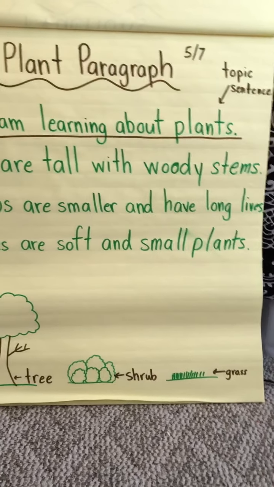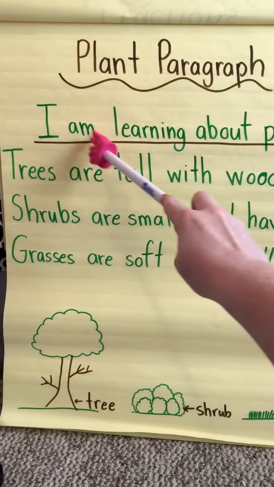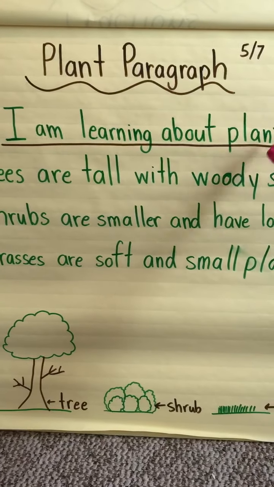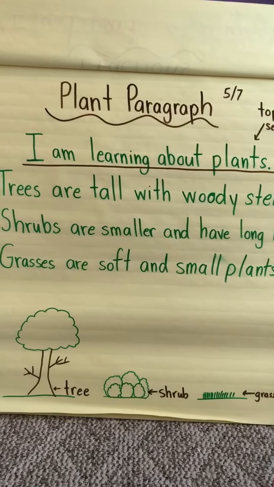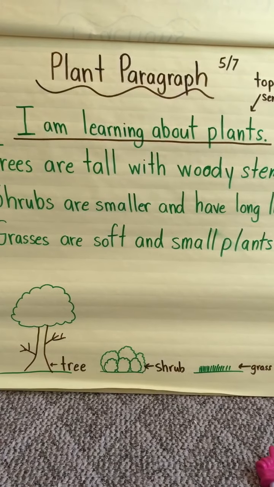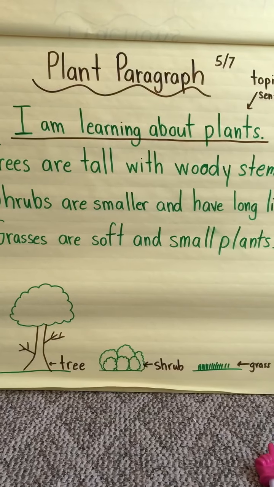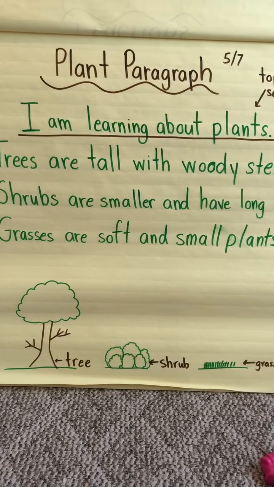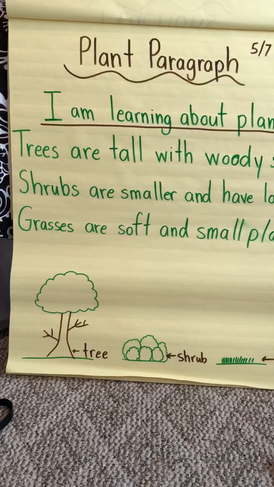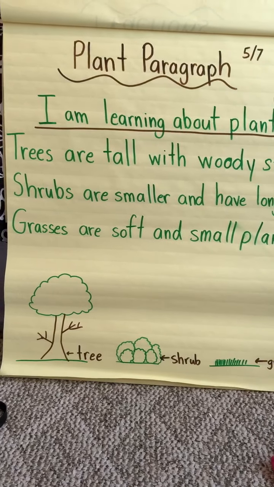So that's a topic sentence, and I even put a little arrow that says topic sentence. I am learning about plants. That gives the reader an idea of what I'm about to be talking about and writing about. So if you don't have time for the topic sentence, I understand, but there's just a quick example of one for you to see. Now, your job is to write about what you've learned about the 3 types of plants.